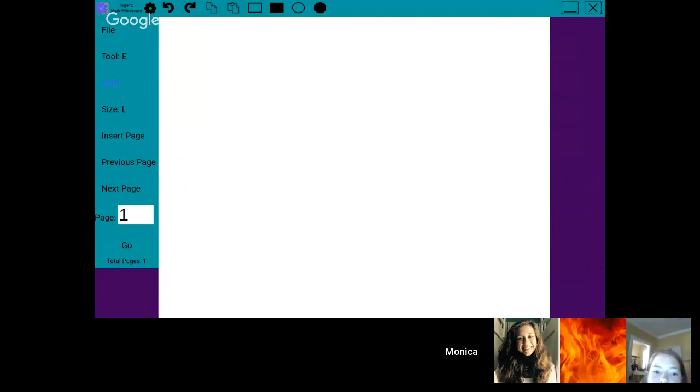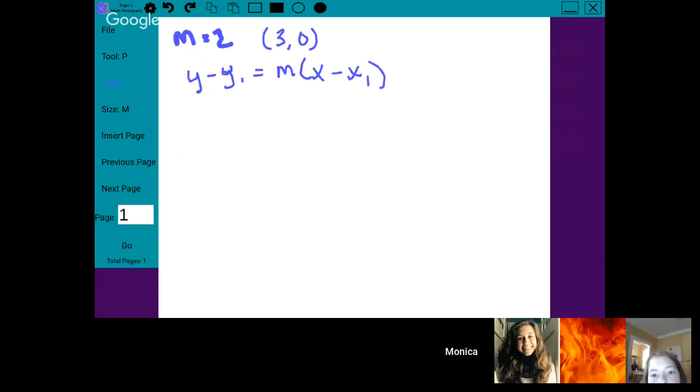Sorry, when I flipped the Chromebook open, it added all kinds of stuff. Okay, so on this one, you have your m equals 2. And your point is 3, 0. Okay? Now, let's try this equation that I showed you guys in class. y minus y sub 1 equals m times x minus x sub 1.